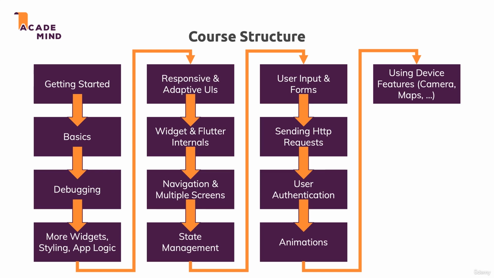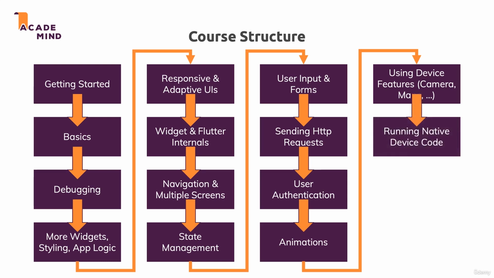Now, sometimes you need some native device feature which isn't built into Flutter, where you have no easy way of accessing it through Flutter. Now, for camera and maps, that is built in, but maybe you have some use case where it's not built in. Well, then you will also learn how you can run native device code, so Java code for Android, for example, or Swift code for iOS, how you can run such code and connect it to your Flutter app so that you still have one project, but in case it's missing, it's not built into Flutter, you can actually run native device code triggered from inside your Flutter app. That's a really cool feature, and we'll cover this in this course as well.